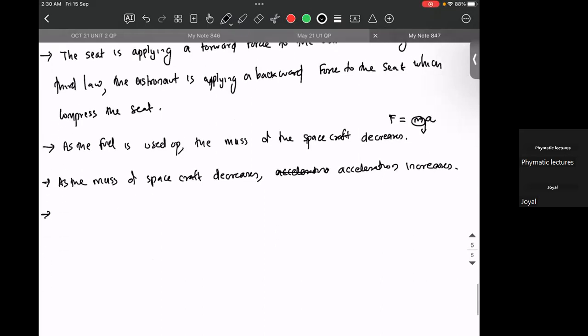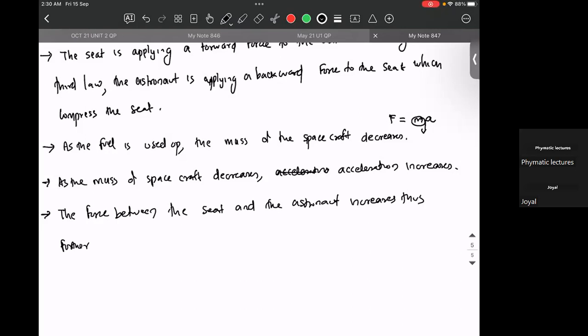So due to this acceleration, what happens? Obviously, the force between the seat and the astronaut increases, thus further compressing the seat.